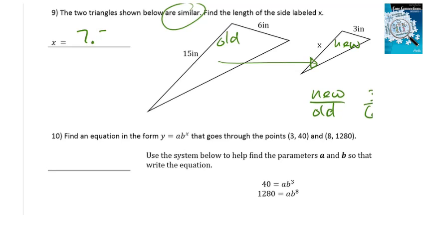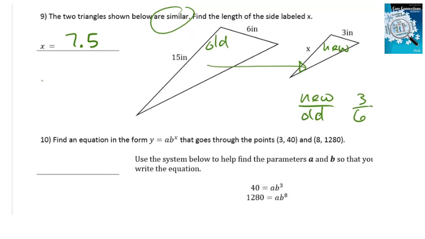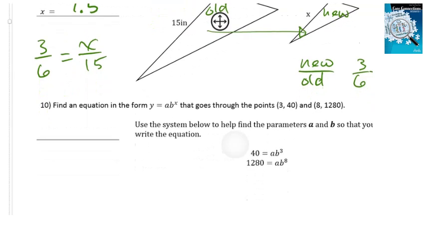Another way that you can think about this is you can set up a proportion. So you could say, for example, 3 is to 6 as x is to 15. And that certainly works, because you end up getting that 6 times x is equal to 45. And when you take 45 and divide by 6, you also get that x has to be the number 7.5.